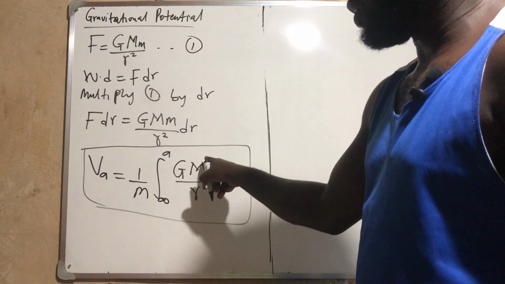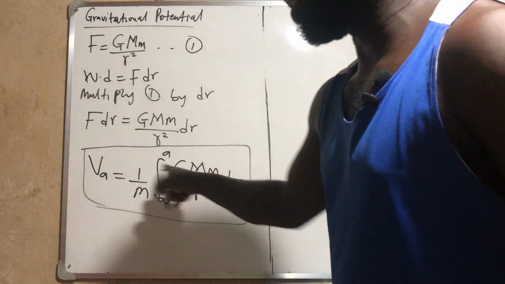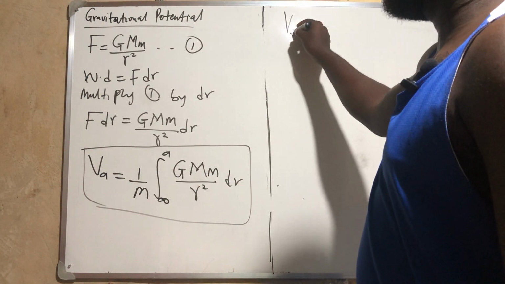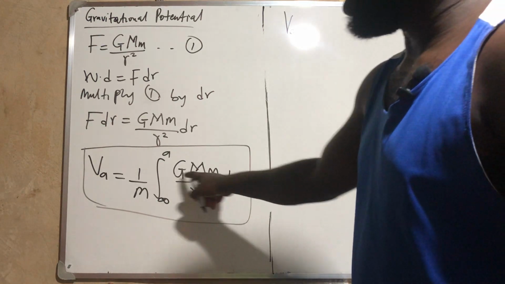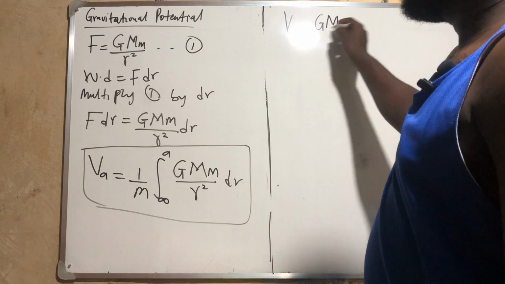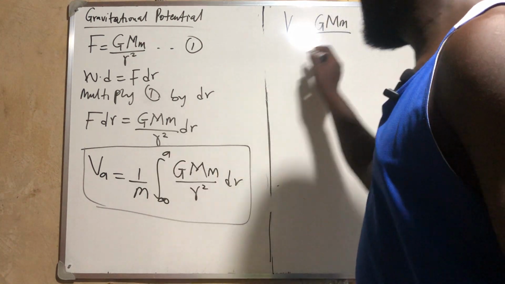So every other thing is a constant. And according to integration, the constant can go outside. Then you now do your integration. So my V_A is equal to what? If this one goes outside, I have what? GM times the m that is here.